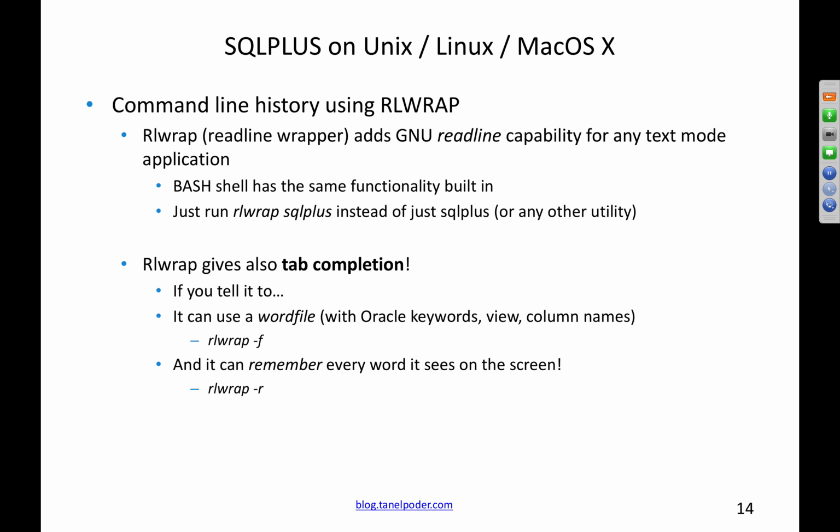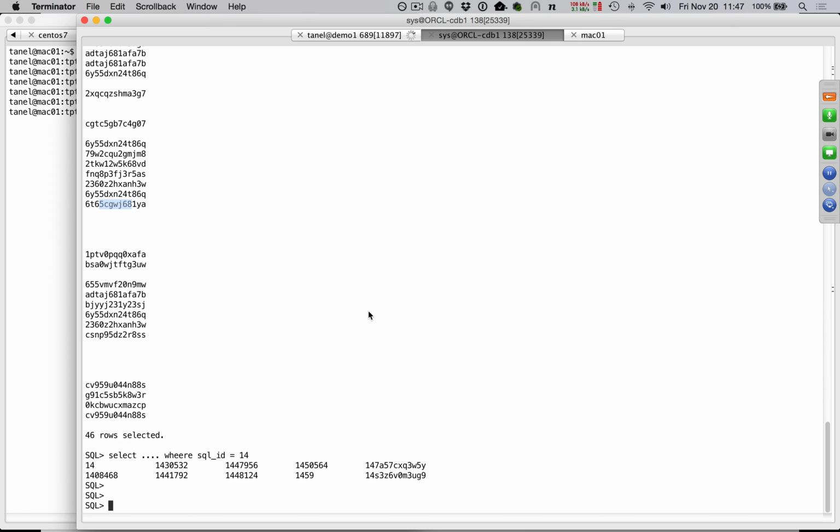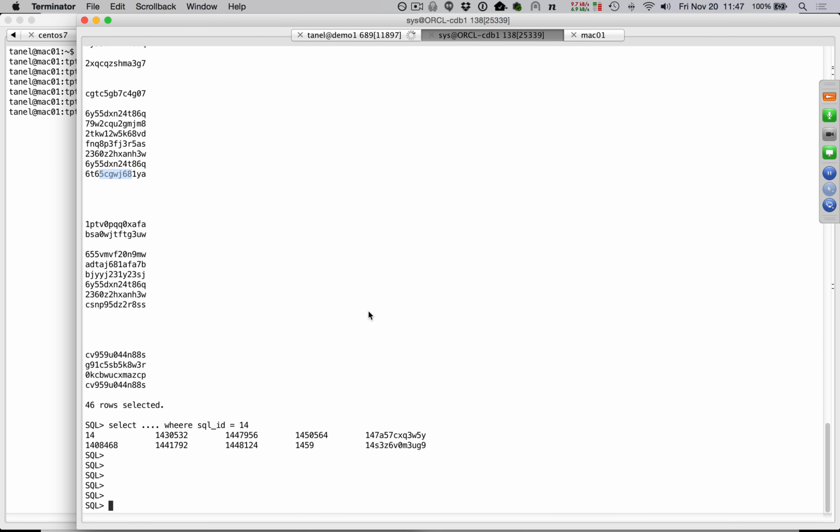I'll show you where to get RLWRAP from in a moment. I just demoed the tab completion. RLWRAP has various keyboard shortcuts. You can read this stuff yourself, but it's worth mentioning Control R, which is reverse search. It's just like in Bash. In the Bash shell you also have this same functionality because it also uses the readline library internally. It's built in there, but in SQLPLUS you have to use the wrapper.